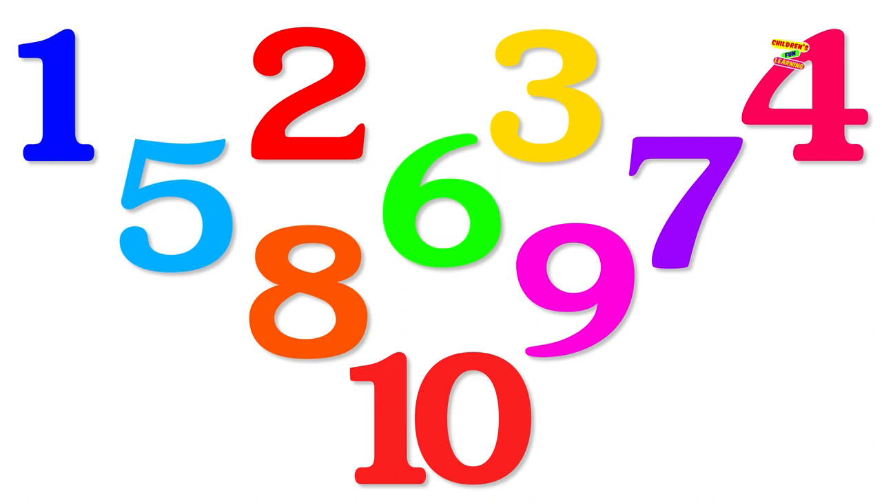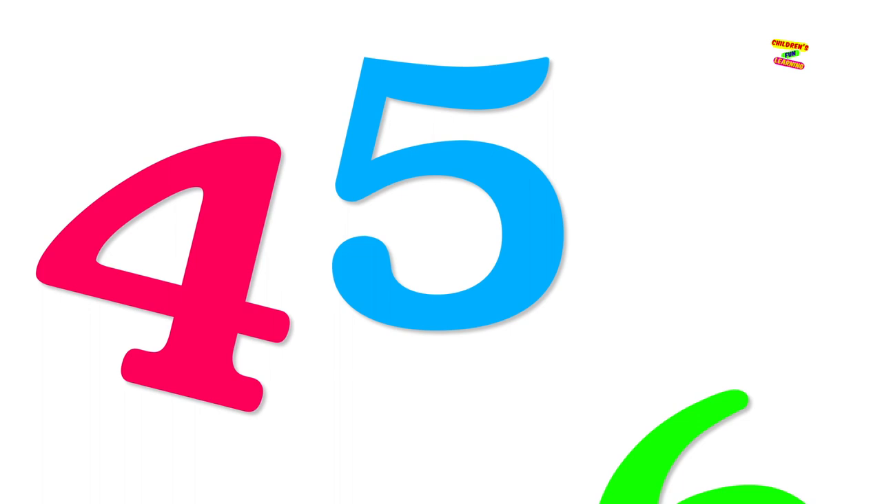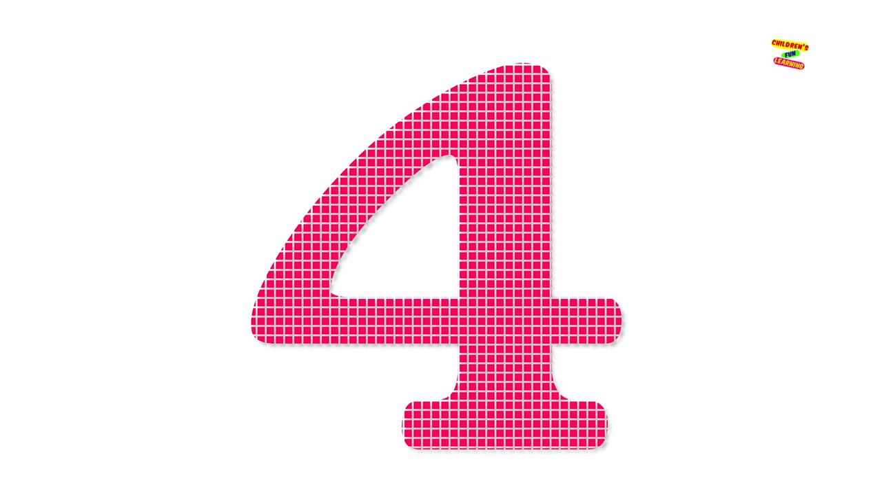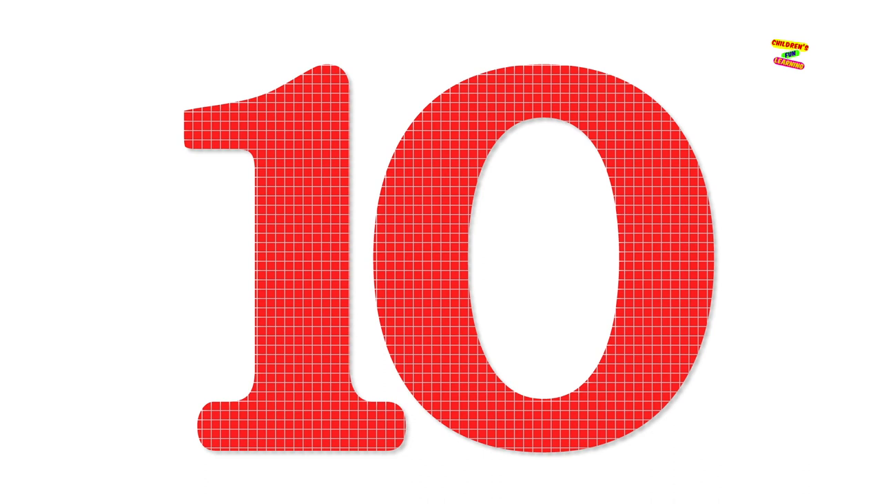1 little, 2 little, 3 little numbers, 4 little, 5 little, 6 little numbers, 7 little, 8 little, 9 little numbers, 10 little numbers. 1, 2, 3 little numbers. 4, 5, 6 little numbers. 7, 8, 9 little numbers. 10 little numbers.